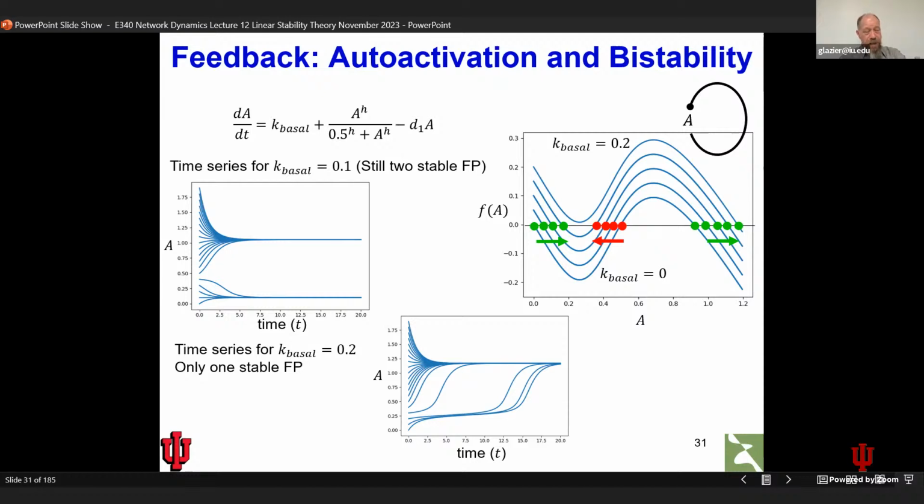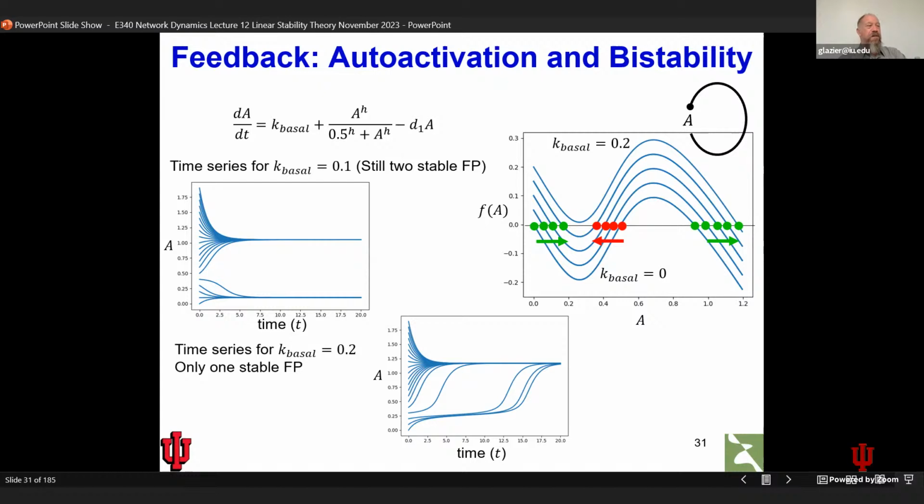And so now for any initial value, I wind up on that upper stable fixed point. But you'll notice it takes quite a while. If I start for a very small value of A, the value of A goes up pretty fast, and then it sits near 0.2 for a while, and then it jumps up. And that's called a ghost, because I almost have a fixed point there, but not quite.